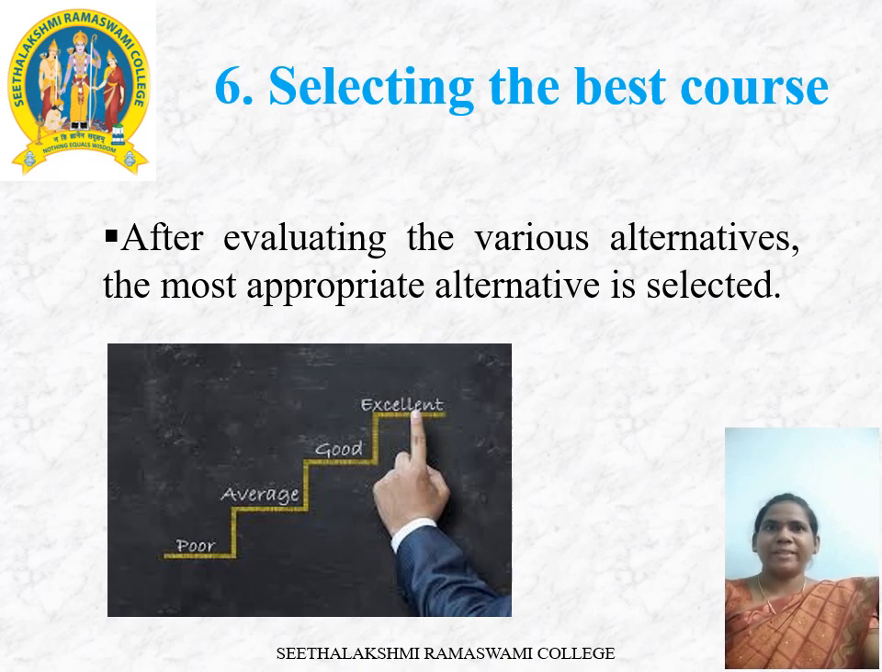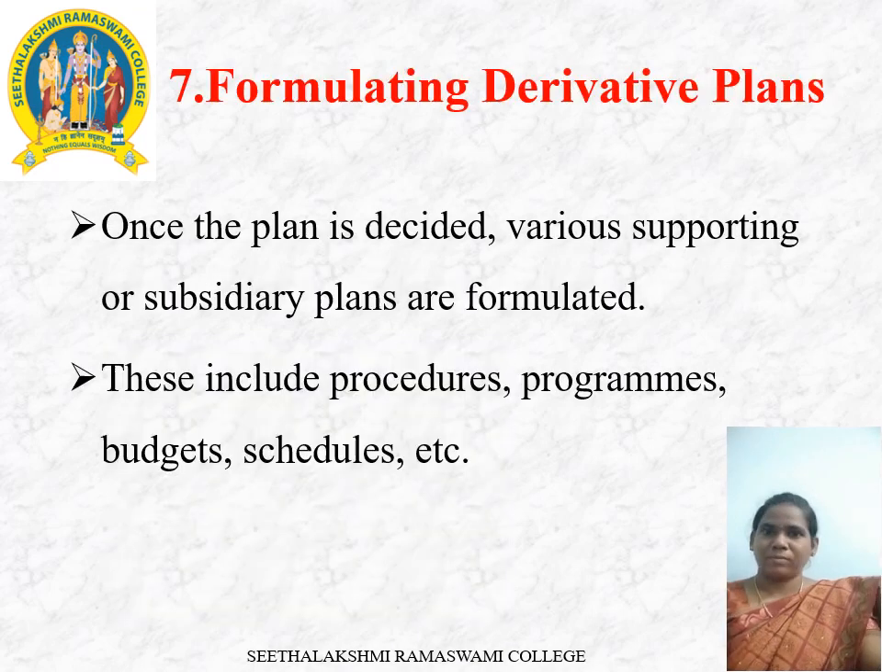Sixth step, selecting the best course. After evaluating the various alternatives, the most appropriate alternative is selected. This is the point at which the plan is adopted. Sometimes the evaluation may suggest that more than one alternative is good. In such a case, a manager may choose several alternatives and combine them in action.